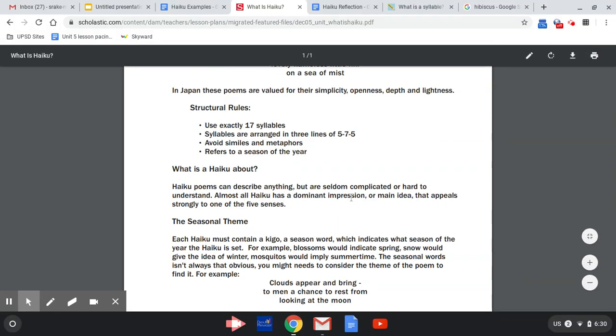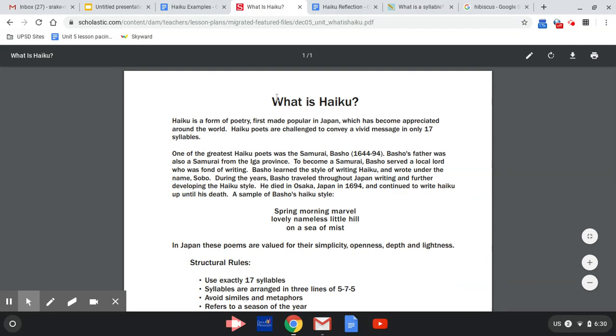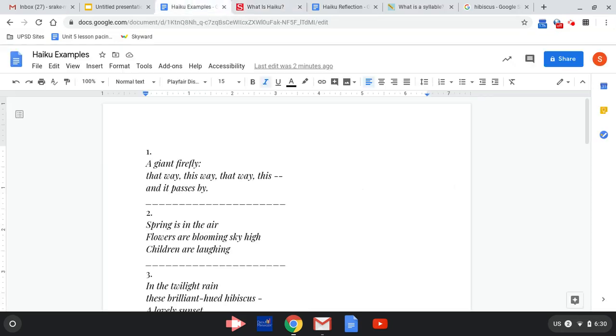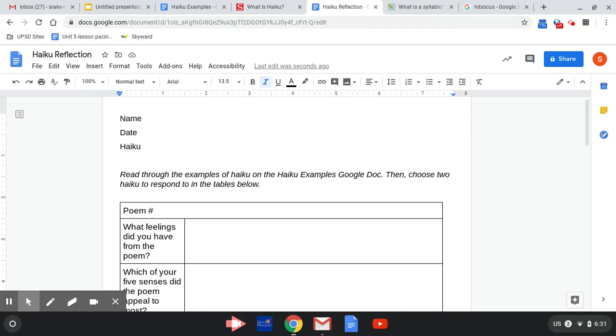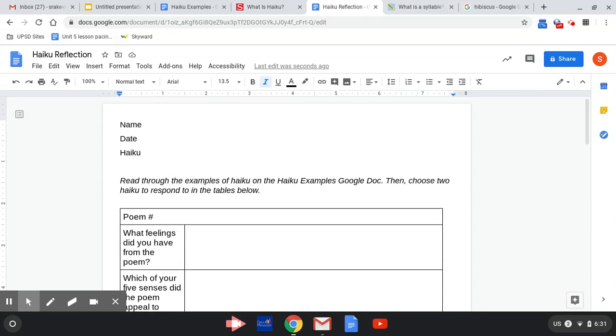Okay, so now that we have an idea of what haiku is, I'm going to open up this haiku examples Google Doc, and this is attached on your assignment. And I'm also going to open up the haiku reflection Google document. This is also included on your assignment, and this is going to be the document that you end up writing on. So first I'm going to start out by putting a heading.